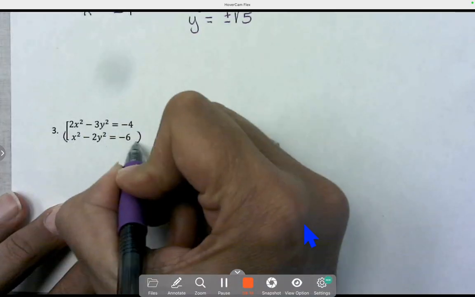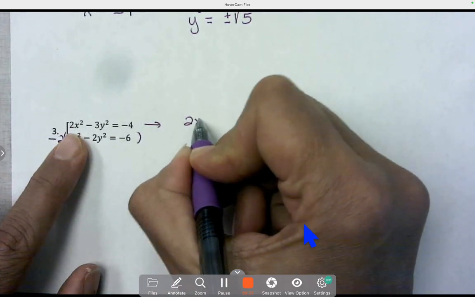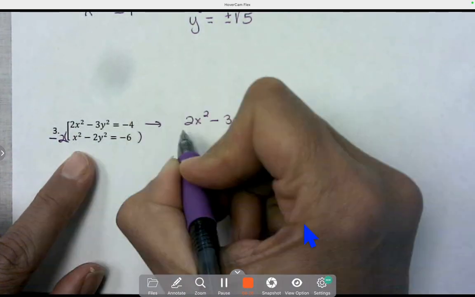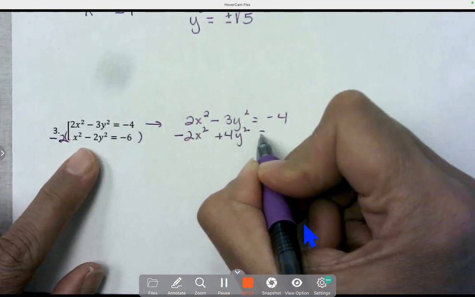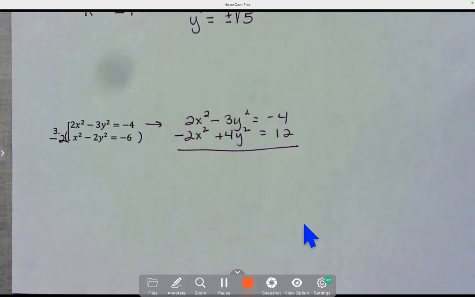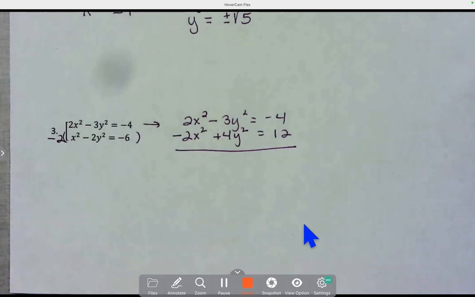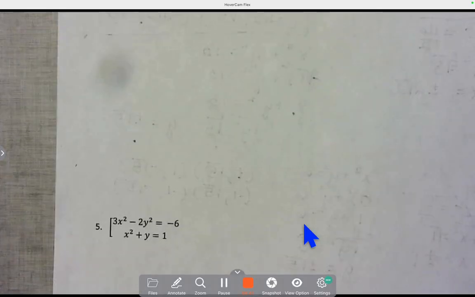So I'm going to start you off. We're going to multiply all this by negative 2. So the first function will stay exactly the same. And then this one will distribute the negative 2. And I'm not going to finish this. When you're in groups, you'll finish this. That will start you off, and then you can eliminate the x squares. Okay? All right, let's go to the next one. Let's go to number 4.